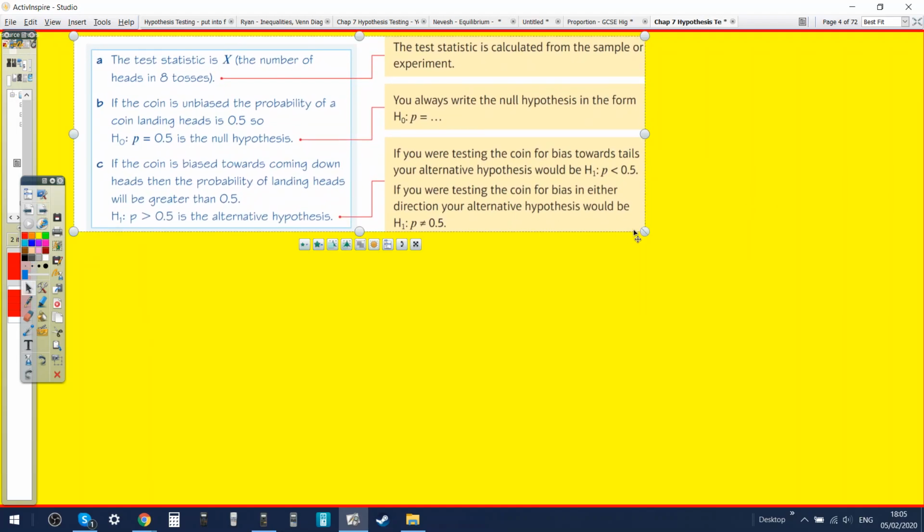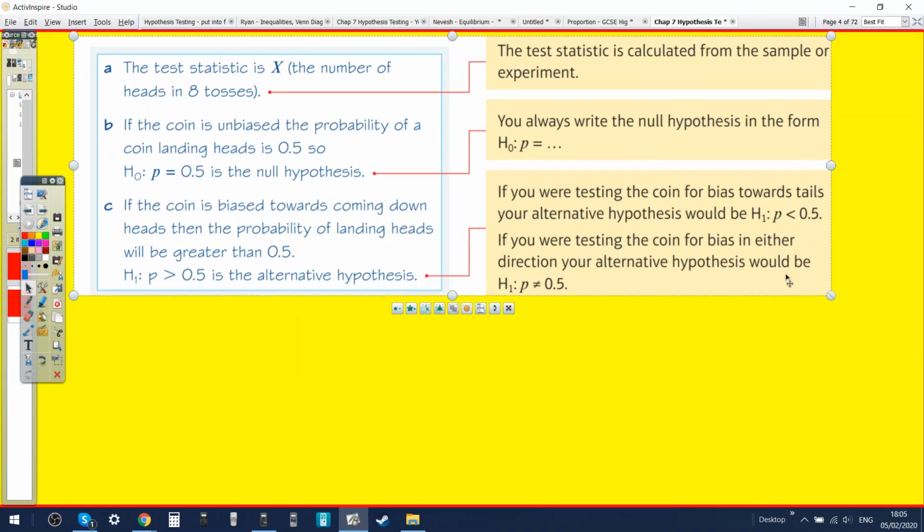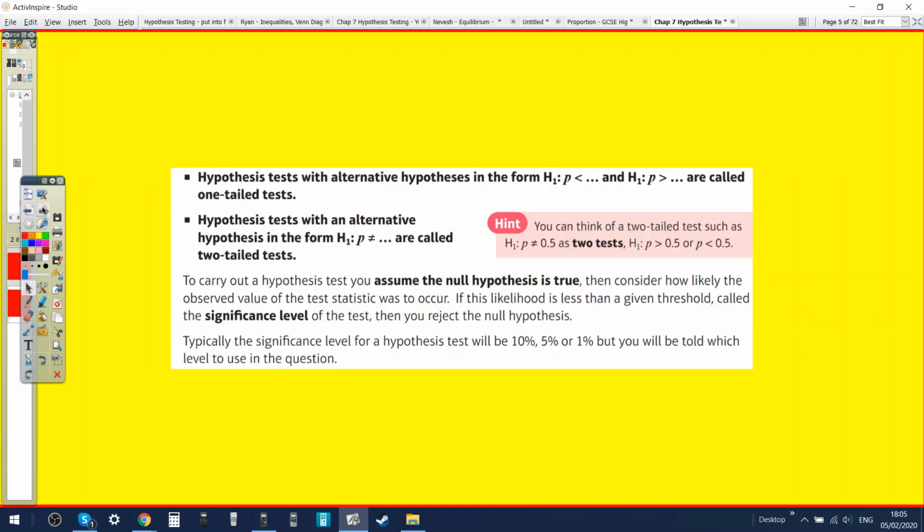Let's see. So A, the test statistic is X, the number of heads in 8 tosses. B, if the coin is unbiased, the probability of a coin landing heads is 0.5. So H null, P equals 0.5. And then the other one is H1, P is greater than 0.5. Any questions there? No.